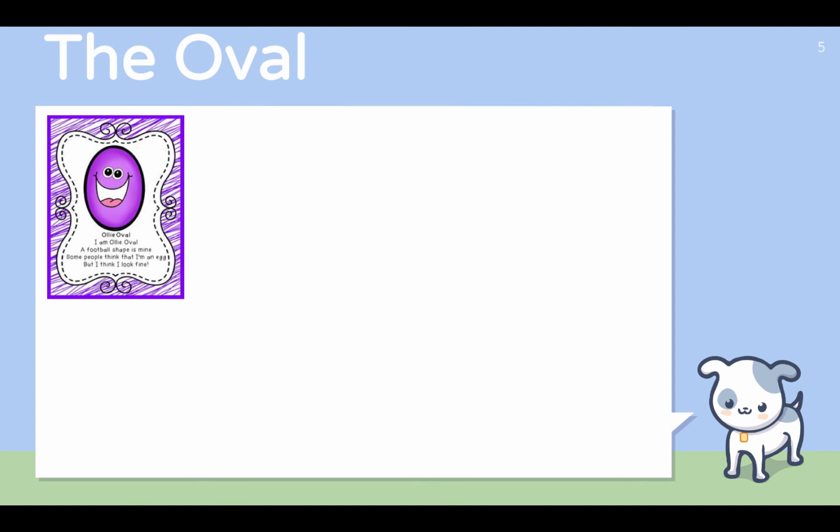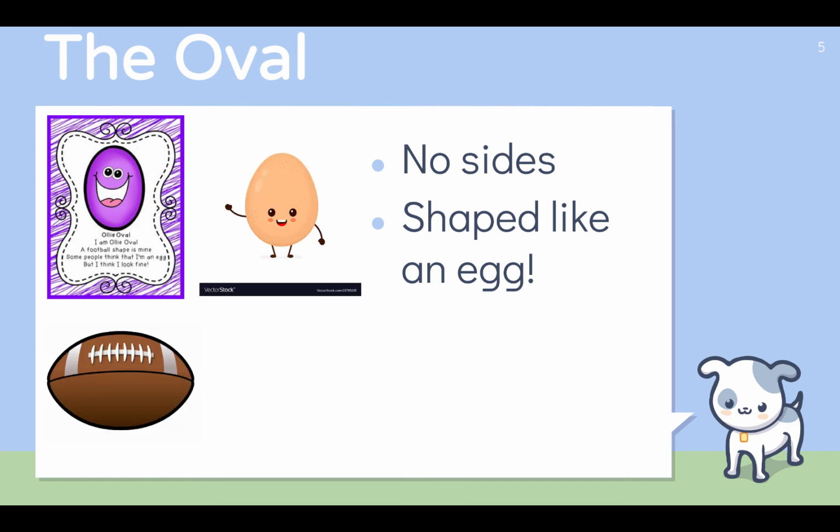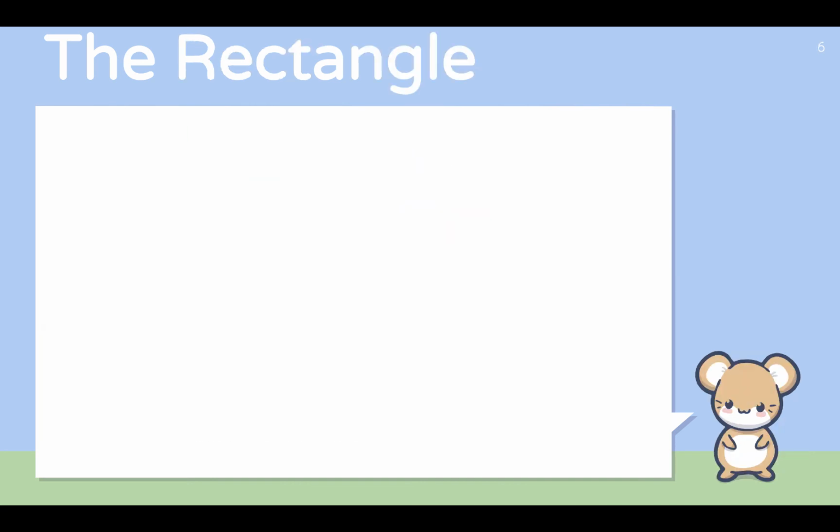Ollie Oval is very similar to Susie's circle in the sense that they both do not have sides. However, Ollie Oval is shaped more like an egg than a bouncy ball. Some real-life examples of ovals are footballs and eggs. An example of an oval in our classroom is our alphabet map.